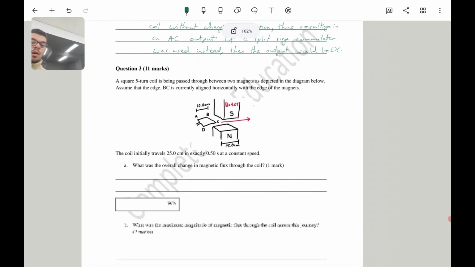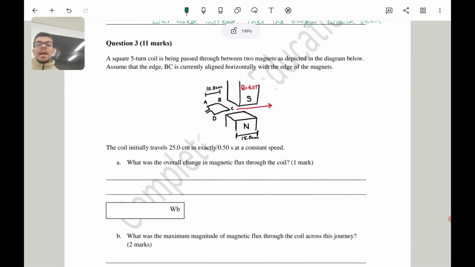Perfect. All right, question number 3. A square 5-turn coil is passed through between two magnets as depicted below. Assume that the edge of BC is aligned horizontally with the edge of the magnets. The coil initially travels 25 centimeters in exactly 0.5 seconds at a constant speed. Okay, so we've got the displacement, we've got the time. So question A, what was the overall change in the magnetic flux through the coil?